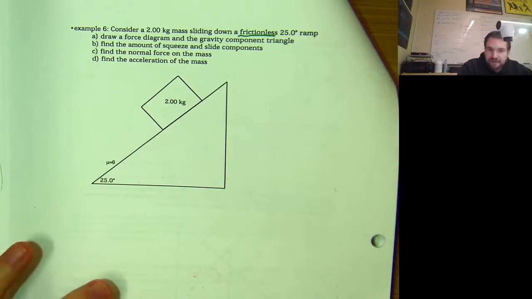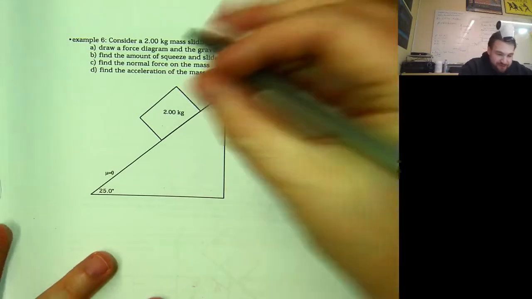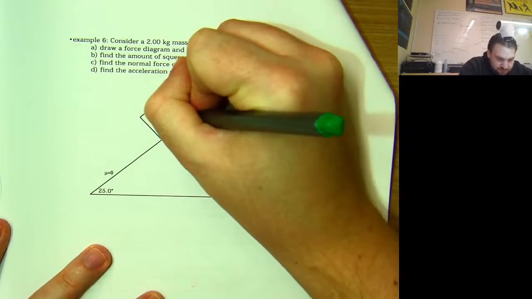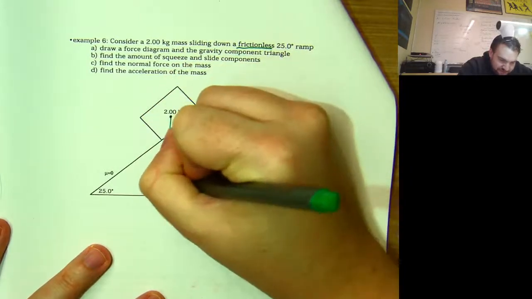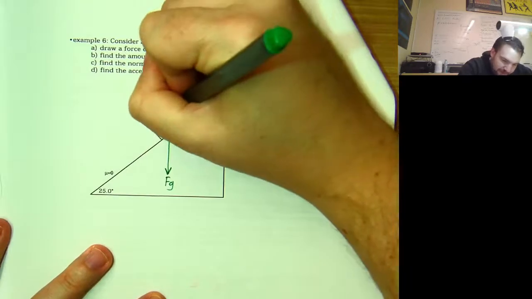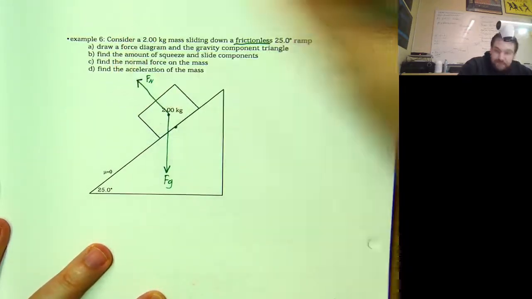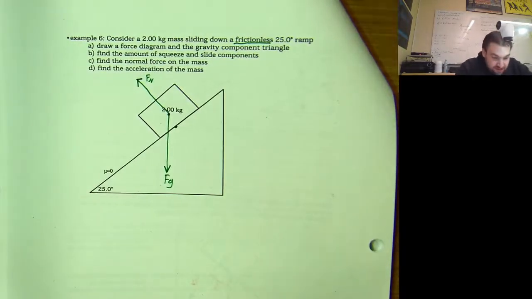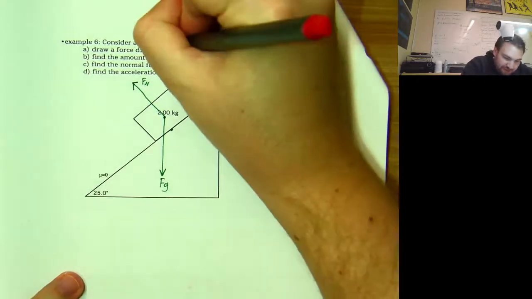So the free body diagram just has the actual forces that act on it, not including the components. The free body diagram is going to look like this. Fg is straight down from the center of the object. Fn is perpendicular to the surface, out from the center of the object. That is the free body diagram. That's it. So force diagram, check.